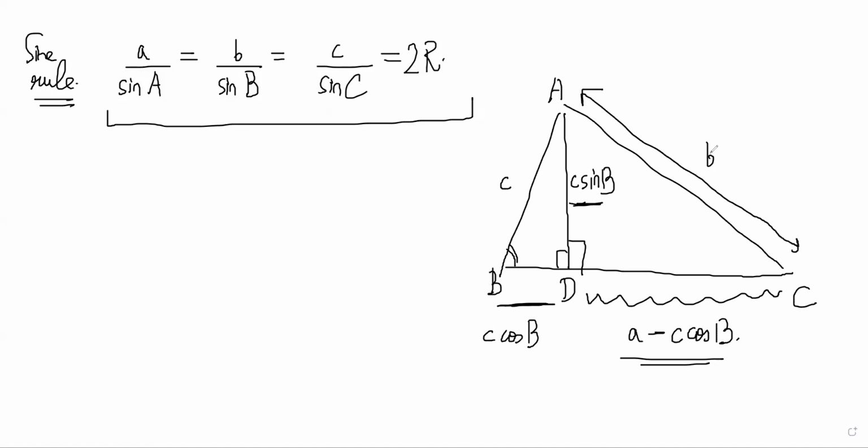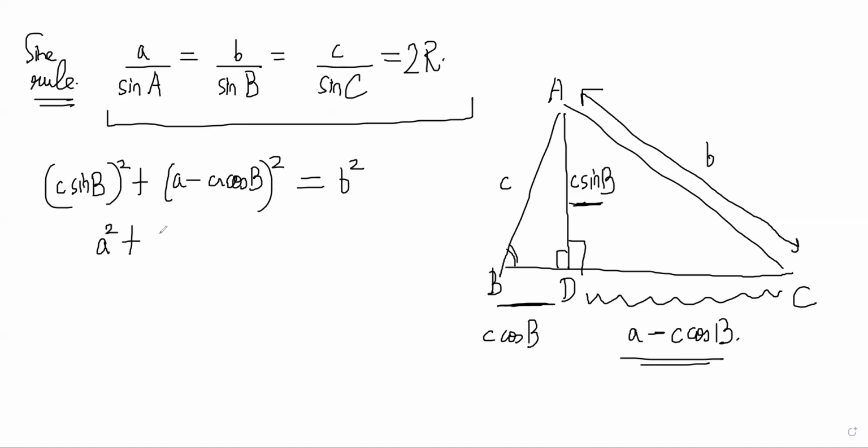So we can apply Pythagoras theorem in this triangle ADC. We can say C sine B whole square plus A minus C cos B whole square is equal to B square. When you simplify, you will get A square plus C square minus 2AC cos B is equal to B square, right?